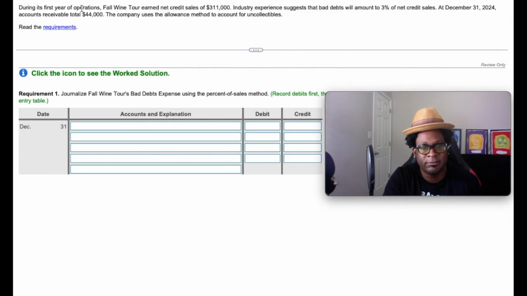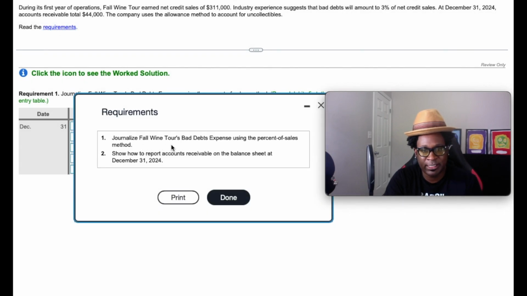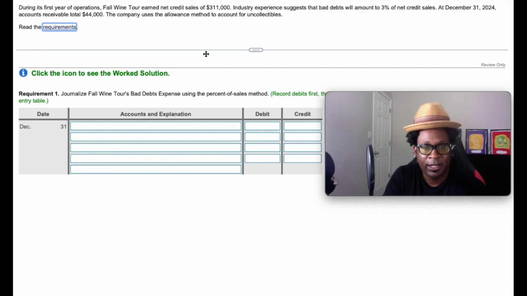So it tells us during the year of operations, Fall Wine Tour earned net credit sales of $311,000. Industry experience suggests that bad debt will amount to 3% of net credit sales. At December 31st, 2024, accounts receivable is $44,000. The company uses the allowance method to account for uncollectibles. Read the requirements. Okay, journalize bad debt expense under the percentage of sales, and how much will be reported on the balance sheet? All right, gang.